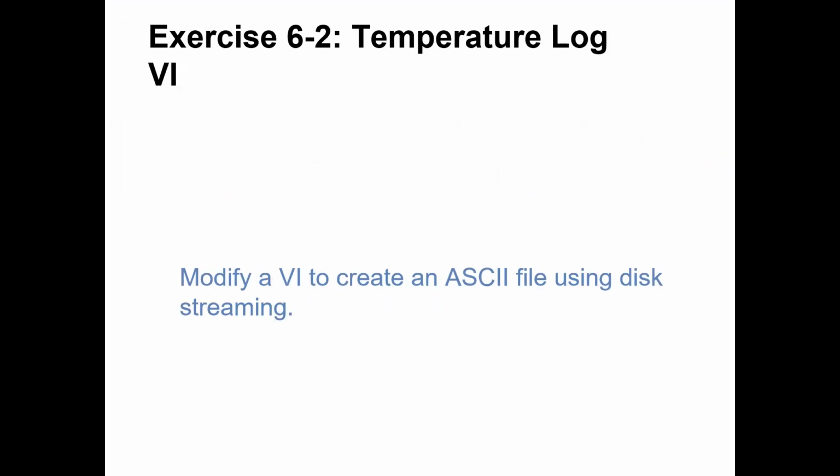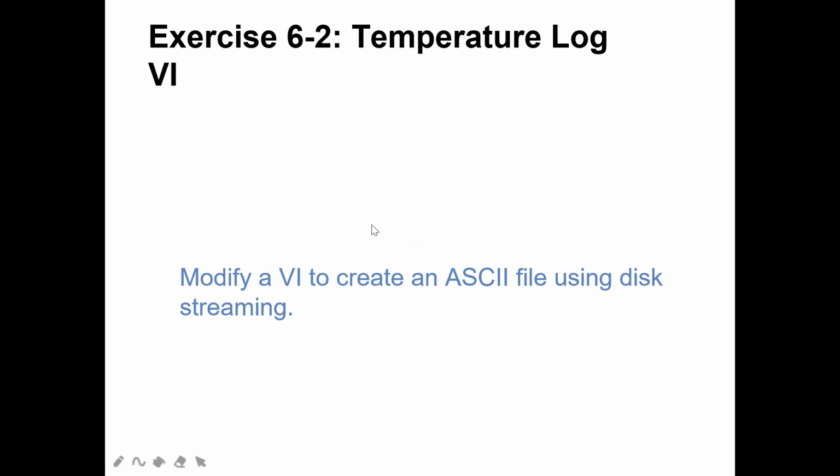Now this is exercise 6-2, temperature log VI. Earlier you have already made a VI in which you created a waveform graph with multiple plots, which was saved as temperature multiplot.vi. Then you have to modify that VI by taking the current temperature values and logging them into a text file. This is for you to understand disk streaming. Do this exercise by yourself to get efficient in file input-output operations.